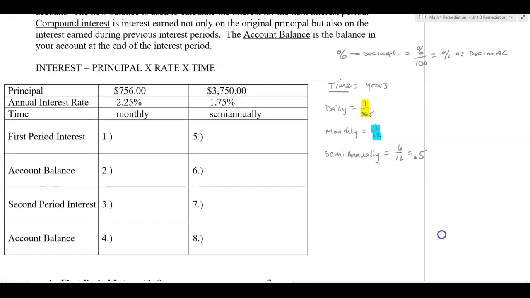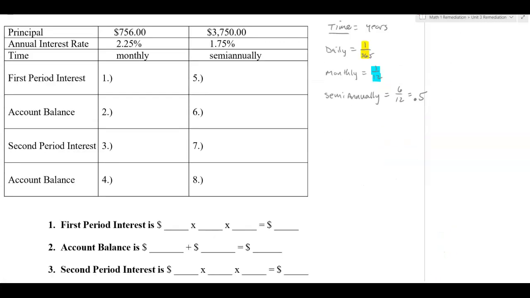Okay, so looking at the first example we did in class, your principal is $756. Your rate was 2.25%. And if I divide that by 100, when I go to calculate it, I'm going to use 0.0225. Since it compounds monthly, I know my time is going to be 1/12.